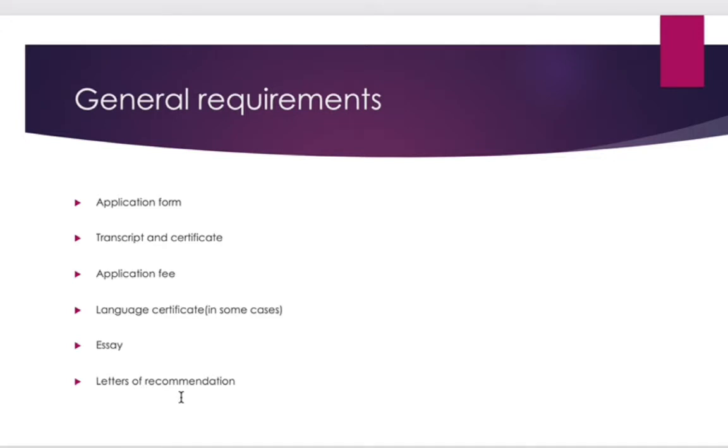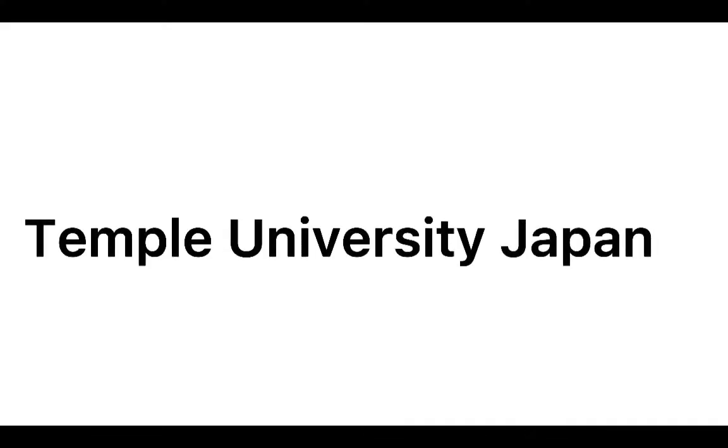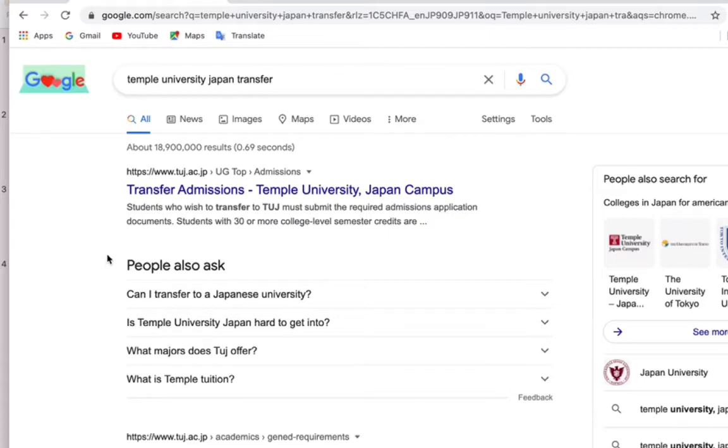So now that we've spoken about all these basic things, let's get into the universities in Japan that accept transfer students. So the very first university I have right here is Temple University, the Japan campus. So let's look at it.